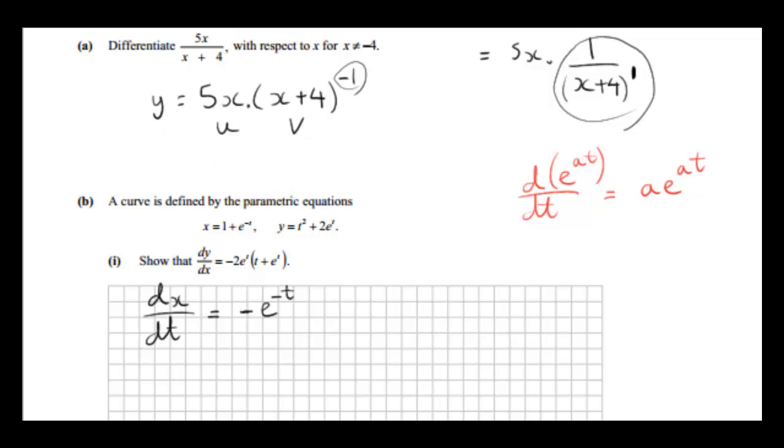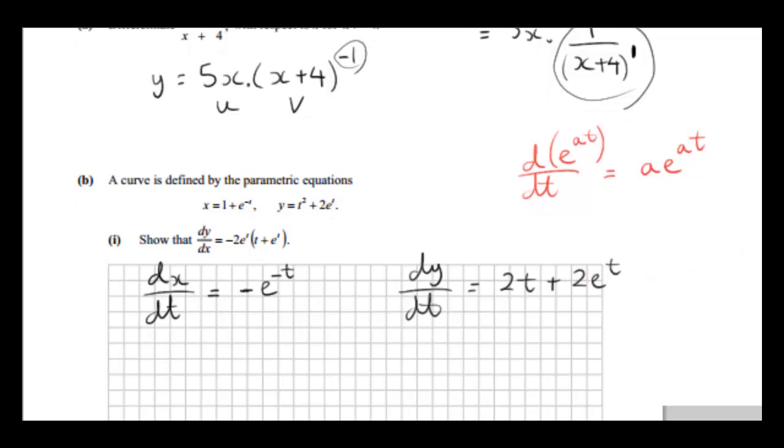Okay, so that's dx dt, and now we want dy dt. So if we differentiate t squared with respect to t, we get 2t. If we differentiate 2e to the t with respect to t, we just get 2e to the t. If we differentiate e to the t with respect to t, we just get e to the t. And the 2 is just a constant that's multiplied, so we just leave that. That's just multiplied back. Alright, so those are the two derivatives we need to find dy dx.